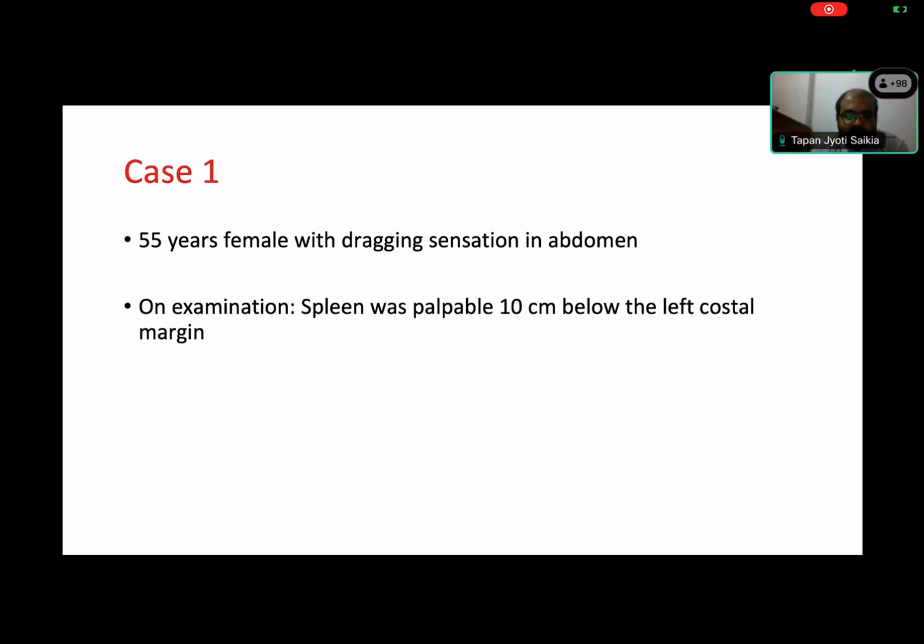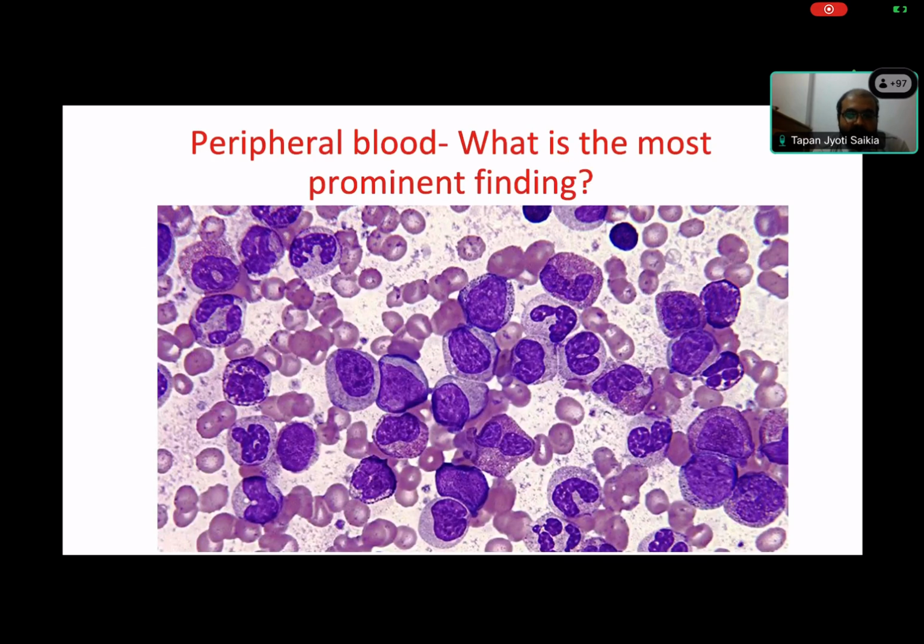Ma'am, a dragging sensation of the abdomen with splenomegaly, we will try to rule out the causes of splenomegaly. So we'll take further history to rule out any causes that can be either hepatic, or congestive splenomegaly, or hematological disorders which can cause splenomegaly.